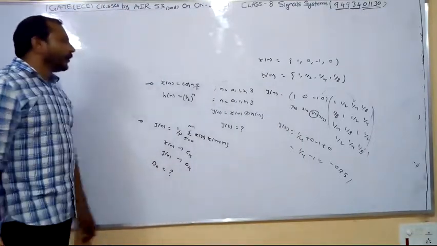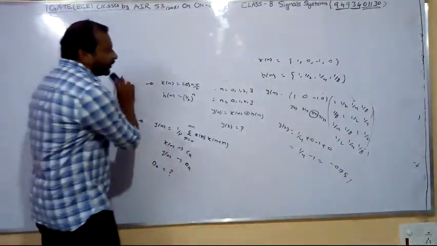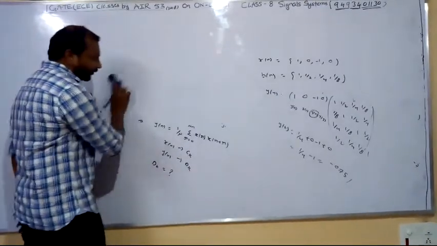Here the point is that we have to identify that the given convolution is the circular convolution. That's it. Nothing else is there. Then the procedure is normal only. Then coming to this question.